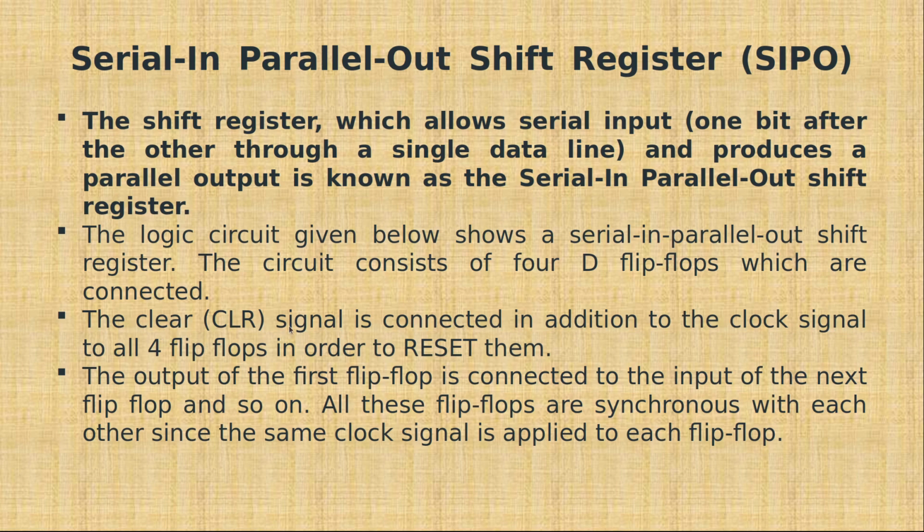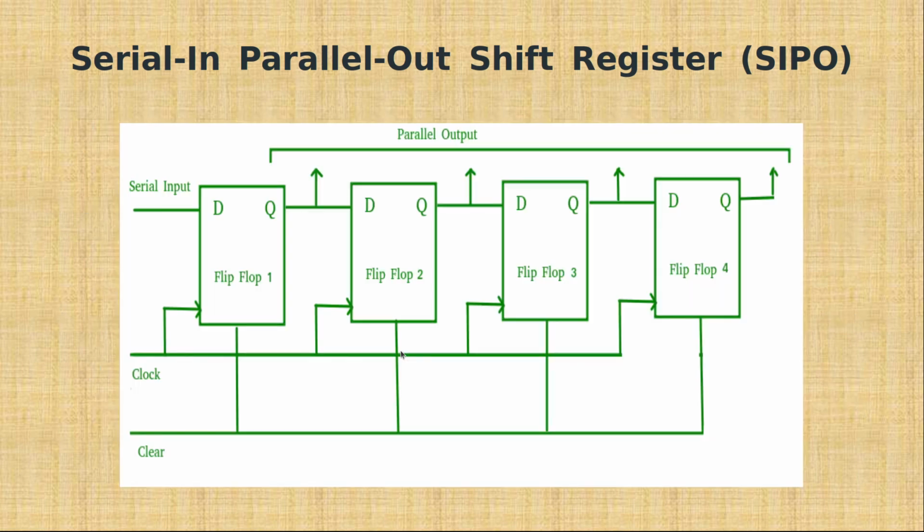There are two things, the clear signal and the reset signal, in this circuit. Here is the serial input. Serial input means only one input, there is no multiple input. So the serial input means only one input is given, but the parallel output means multiple outputs. This is the parallel output.